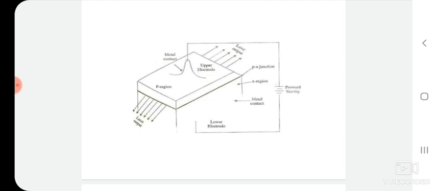So the end faces of the junction diode are well polished and parallel to each other. They act as an optical resonator through which the emitted light comes out.